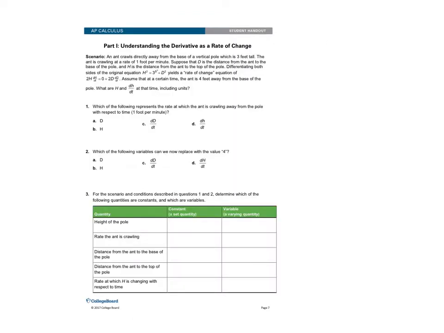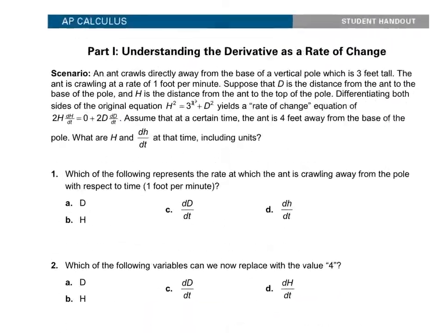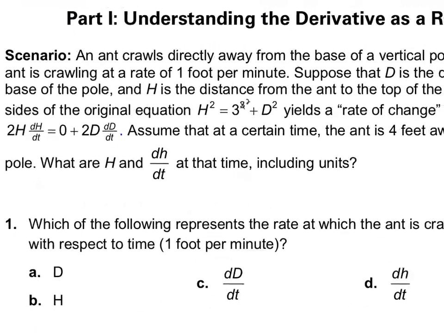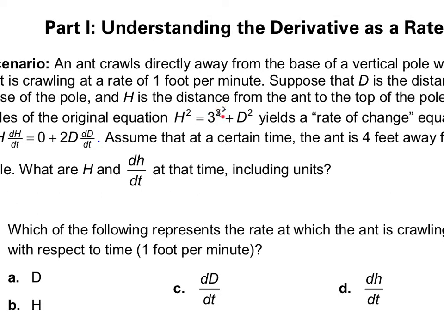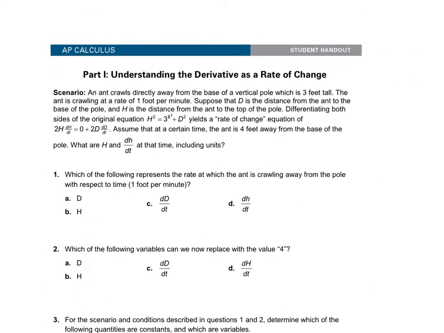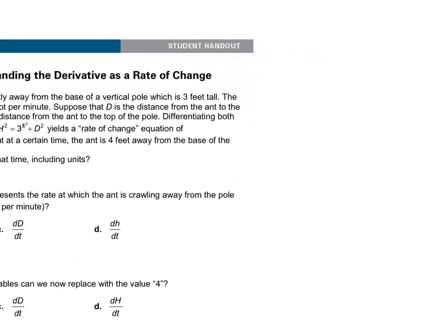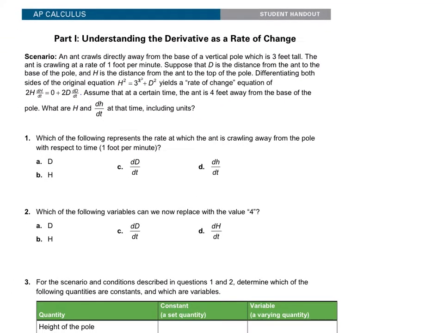Okay, so the next one talks about the original scenario. And they made just a little mistake that doesn't really matter actually, but they had a 3 cubed. That should be 3 squared because this comes from the Pythagorean theorem. Okay, they describe the same scenario. So here I'm going to draw a picture that represents that scenario real quick, and we'll talk about it. There's the pole. There's the distance from the ant to the base of the pole, and that's the distance from the ant to the top of the pole.